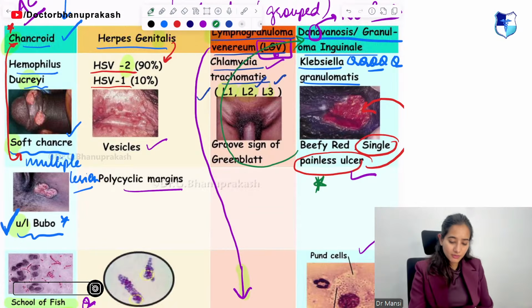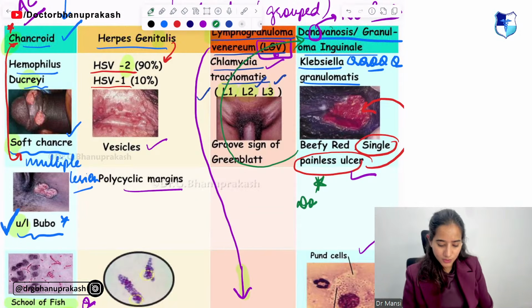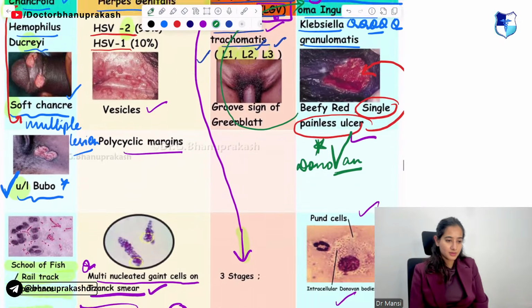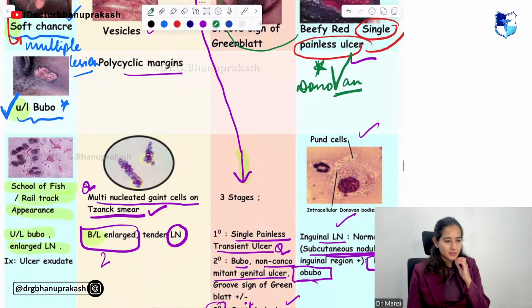Okay, and in donovanosis, VAN. So donovanosis, it sounds like 1. So there will be a single painless ulcer. "No" is going to remind you that there is no pain, and "van" is going to remind you of 1. That means 1 ulcer.